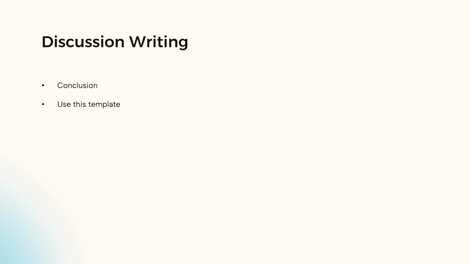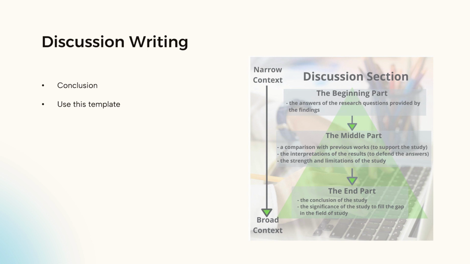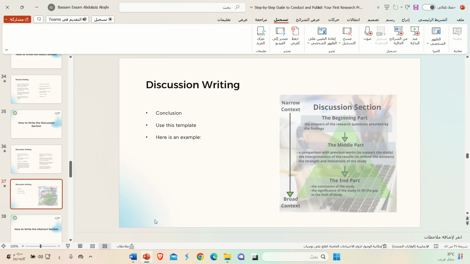When I work with different research teams, I like to use this template. Here it's the same thing that I mentioned: the answer to the research question, comparison with previous work, interpretation of the results, the strengths and limitations. Then you would talk about the conclusion and significance. So let me show you an example of a discussion section that I wrote.